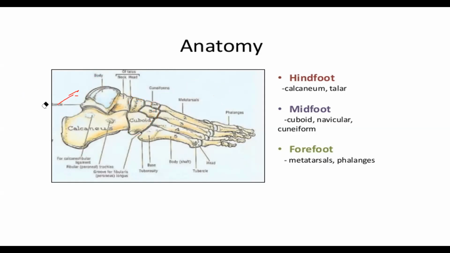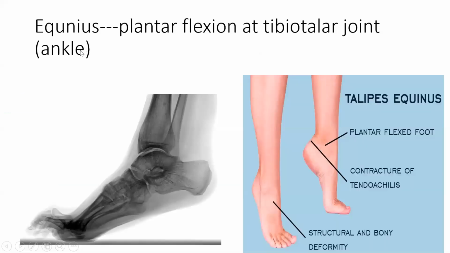I always got confused between hindfoot and forefoot. So this is equinus deformity. The name is derived from the horse's leg, the horse hoof. This type of deformity, the horse hoof, is like equinus. They stand on it like this.